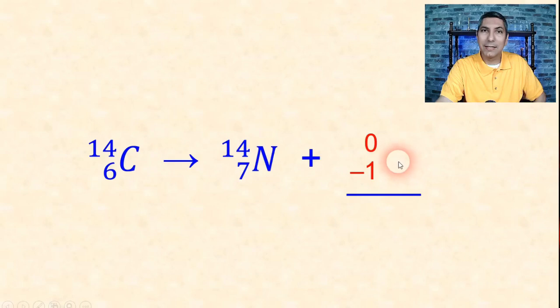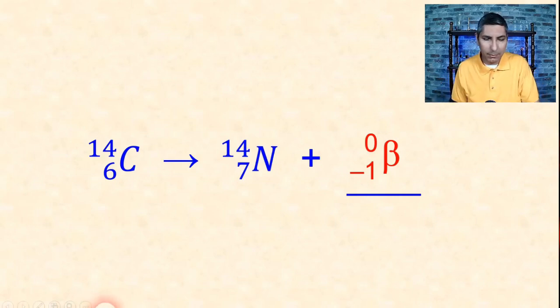Now, what is the symbol that goes along with 0 on top, -1 on bottom? Well, you might remember from a couple of videos ago, we said this is a beta particle, isn't it? So we're going to put a beta right there to show that this is a beta particle. Or if you prefer, you can write an e there as well, because 0 over -1 e is also a good symbol for a beta particle.